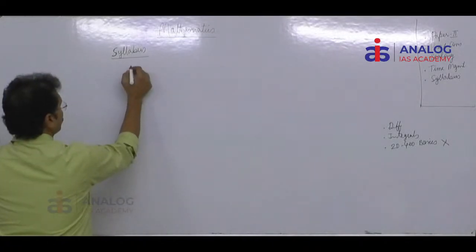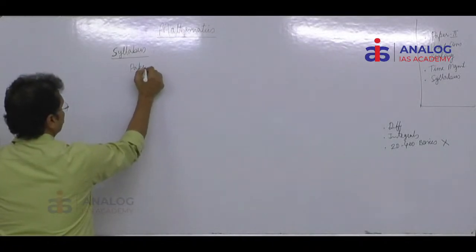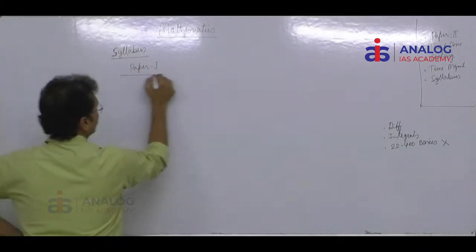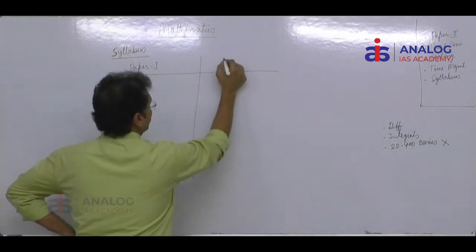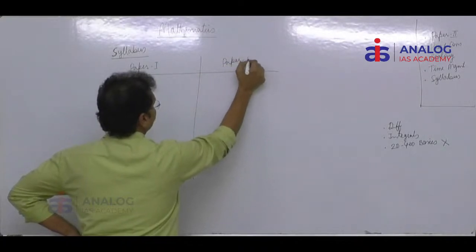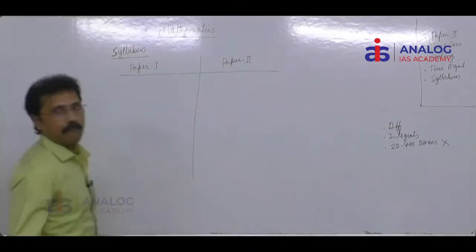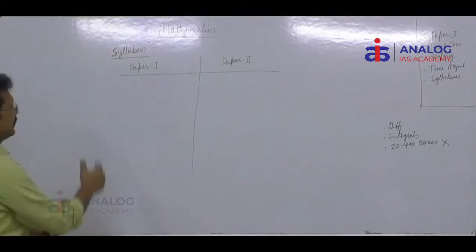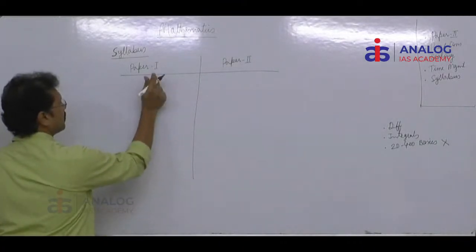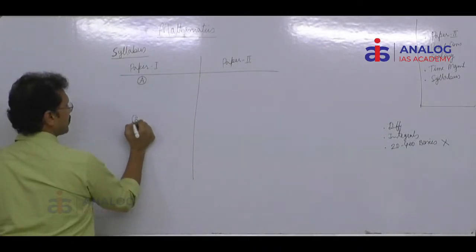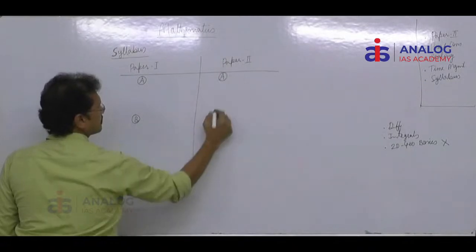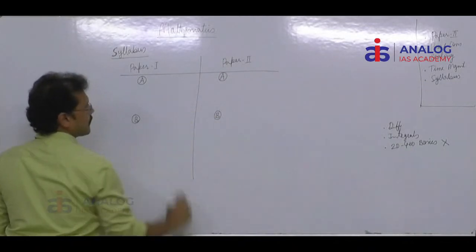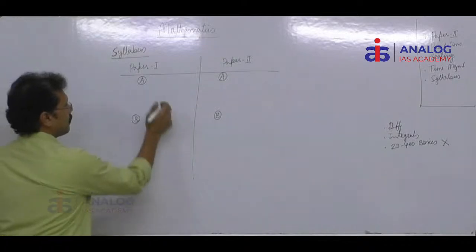So everyone knows the entire syllabus is divided into paper 1 as well as paper 2. Okay, let me directly give it instead of talking about the stories. We have 2 sections. Each paper is divided into 2 sections. Section A, what we have is 3 chapters.